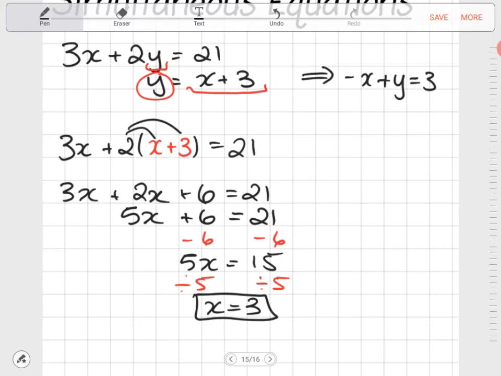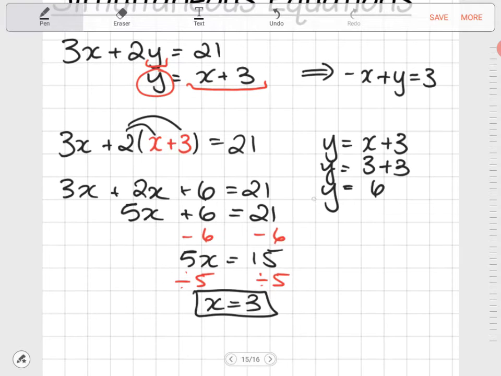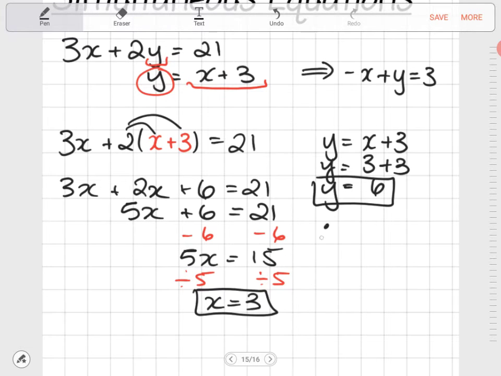Right, we are only halfway there for our solution. We now need to find y. With these equations it is great because we can just substitute this into the equation that we already have, y is equal to x plus 3. So we are going to replace x by 3, so 3 plus 3. And so we are finding out that y is equal to 6. So therefore the solution is 3, 6.